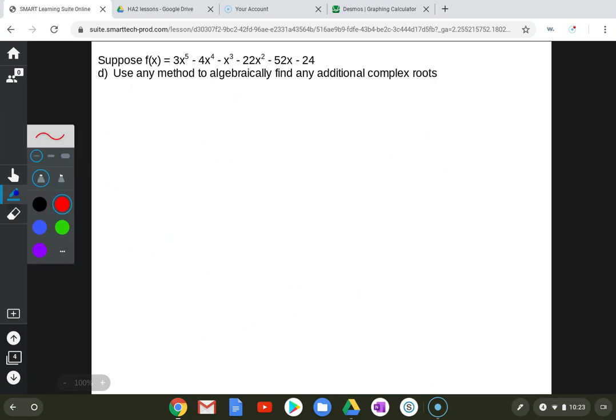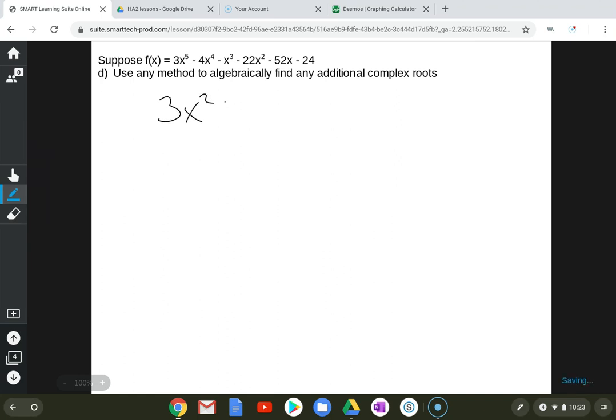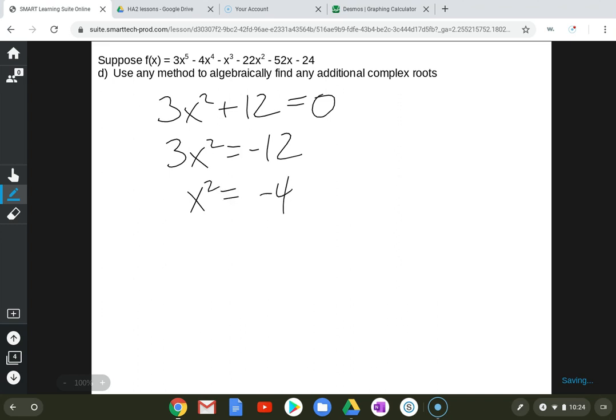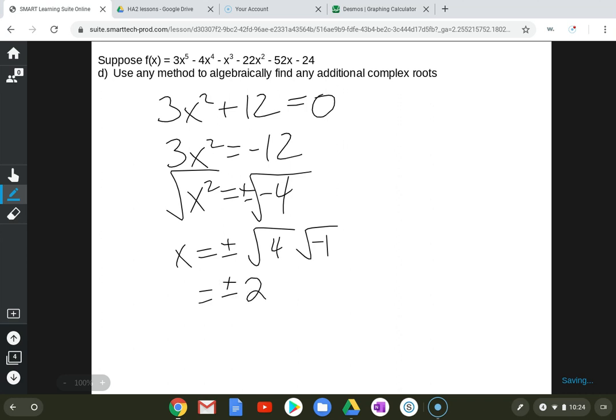All right, it's time to find the rest of the roots. So we have our 3x squared plus 12 equals 0. So if we just solve this, subtract the 12 from both sides, divide by 3, we get x squared equals -4. Square root both sides, don't forget your plus or minus. So my x is plus or minus, and let's think about this. This is the square root of 4 times the square root of -1. Square root of 4 is 2. Square root of -1 is i. So now we have found our complex roots. Our x equals plus or minus 2i.